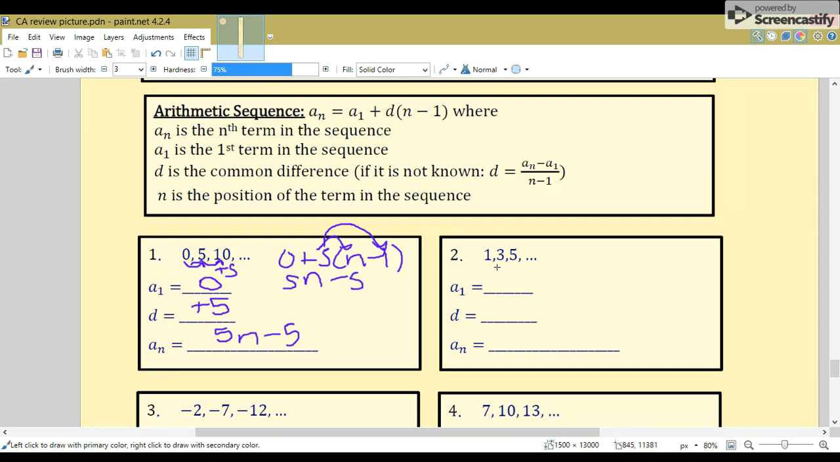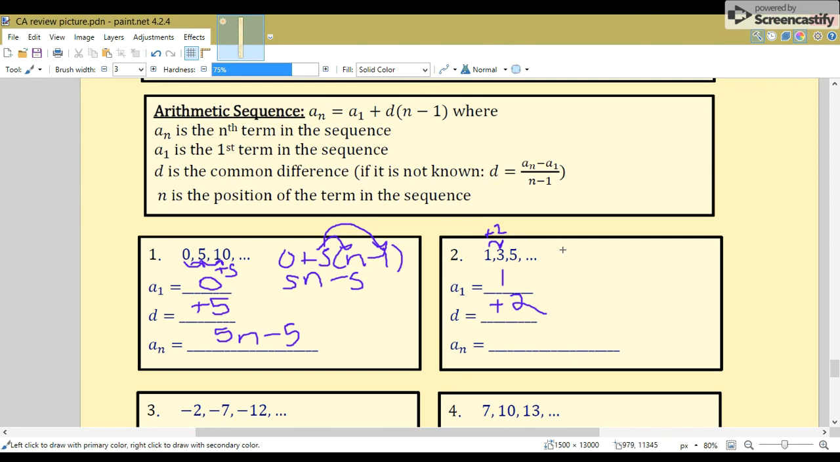Let's look at the next sequence. 1, 3, 5. Our first term is 1. Our common difference is plus 2. Adding 2 each time. Plug it into the formula.